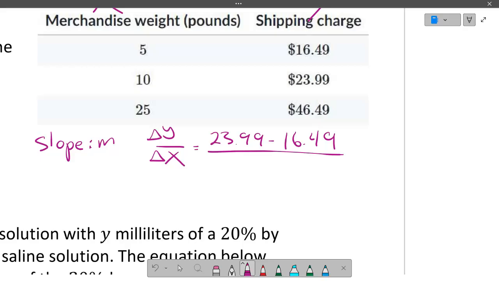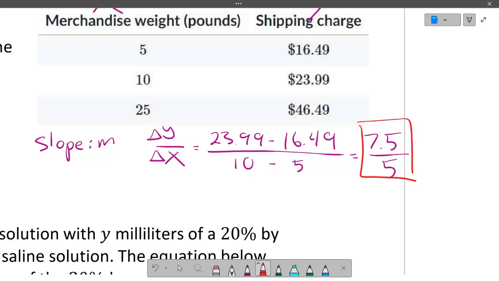10 minus 5. I have to make sure I'm using the corresponding values. If I got 2390, I need to use 10. I got 1649, I used 5. So I can subtract these. So I get 750 over 5. Okay, we'll simplify that in a second, but I want to take a moment to ask, what does this ratio specifically represent? What is it telling us about the scenario specifically?